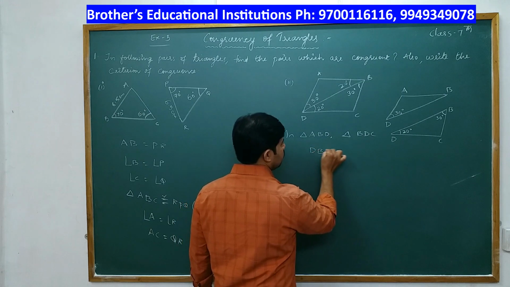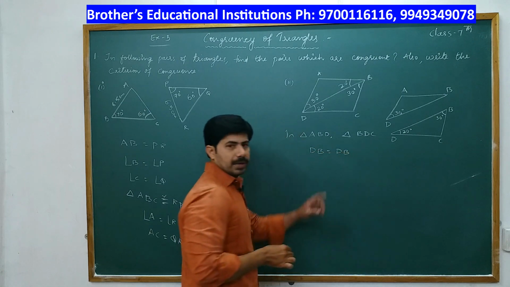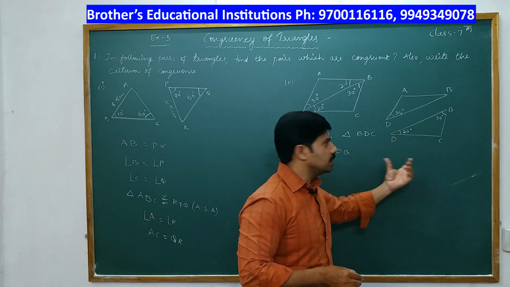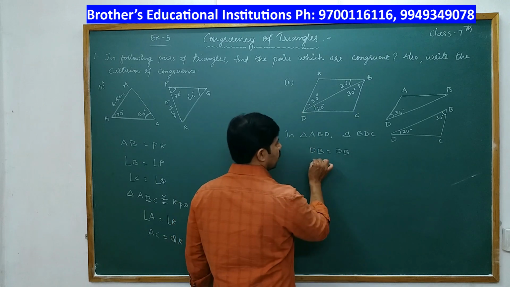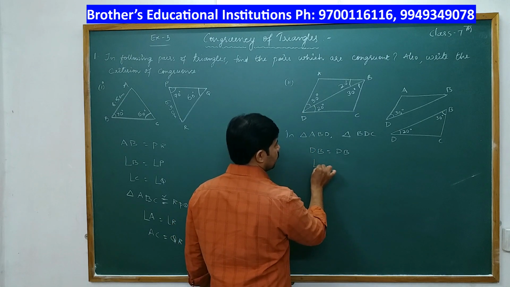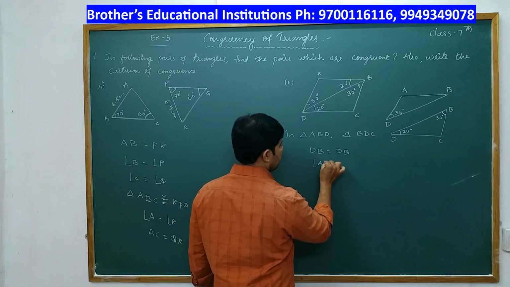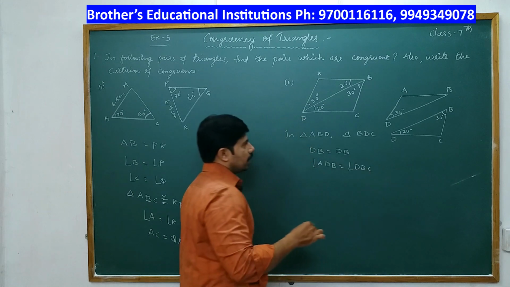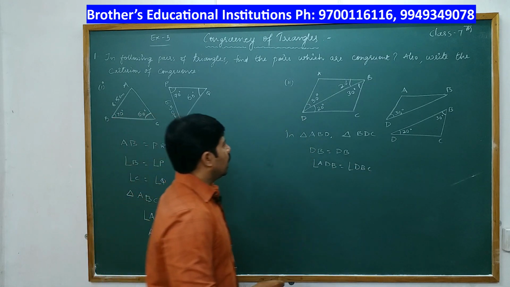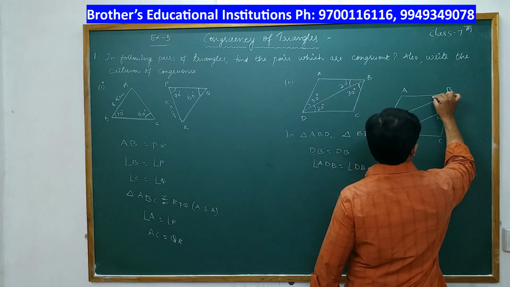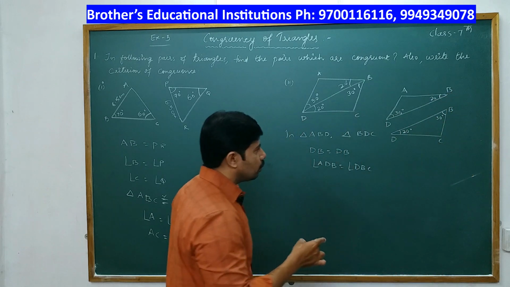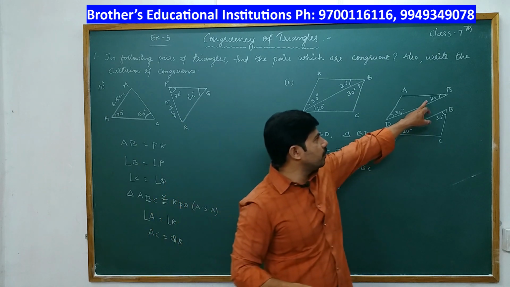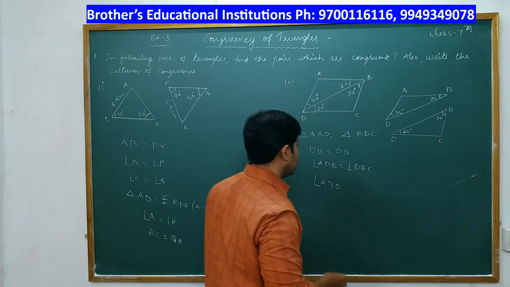Now in these two triangles, first we can write DB is equal to DB. It is a common side in both the triangles. DB belongs to ABD and again DB belongs to BDC. So DB is equal to DB. Then angle ADB is equal to angle DBC. After that we find angle ABD is equal to angle BDC.